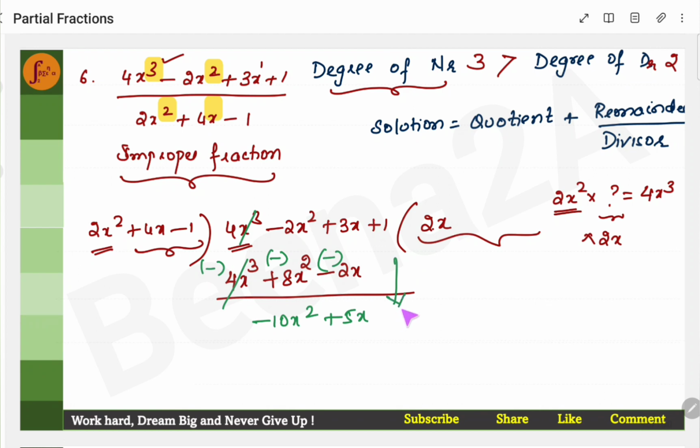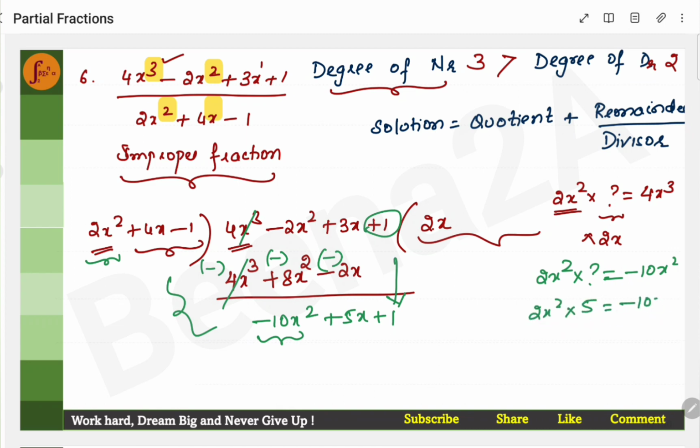Now let's carry forward 1 here. 1 is still left over, so plus 1. Now we'll have to repeat this entire thing. What should we multiply 2x square with to get minus 10x square? It should be minus 5, because 2x square into minus 5 is minus 10x square. So it should be minus 5.